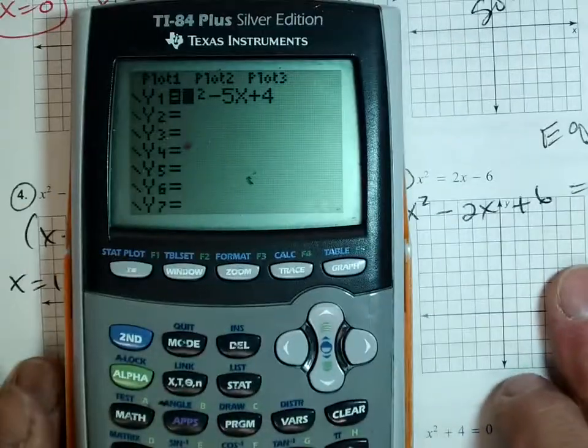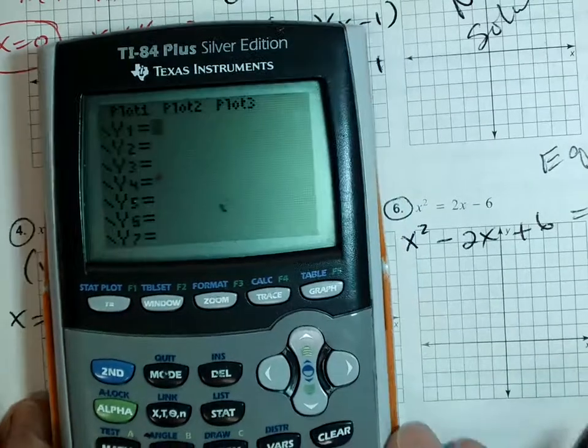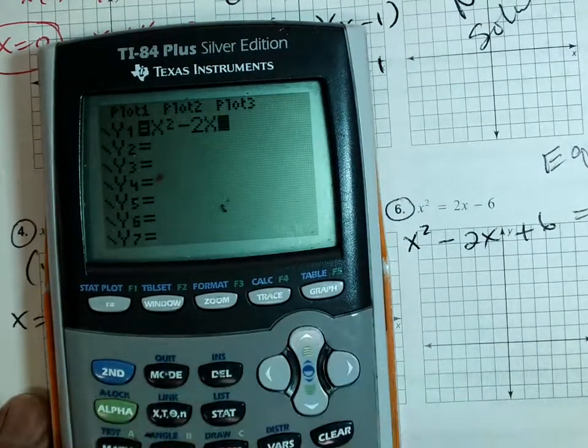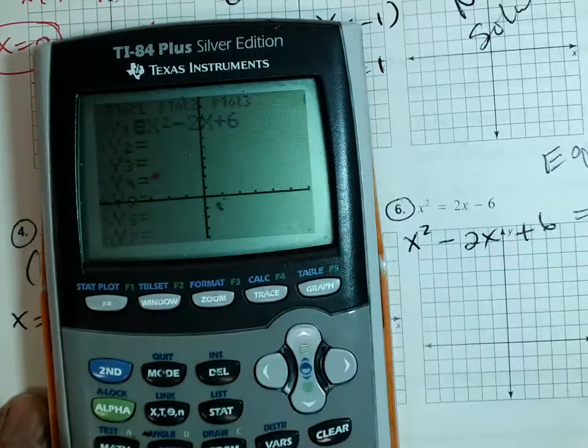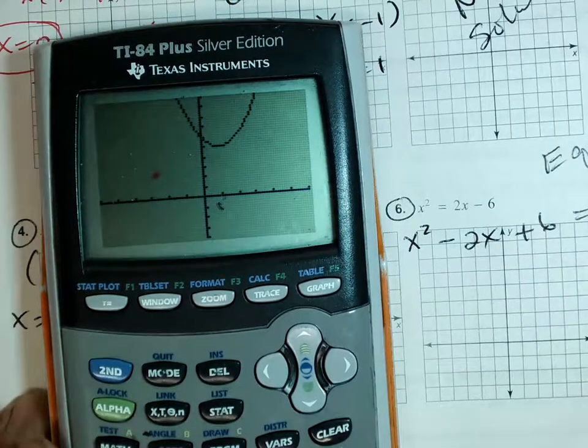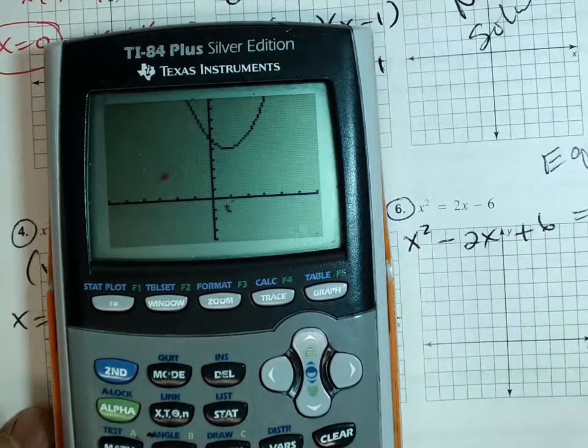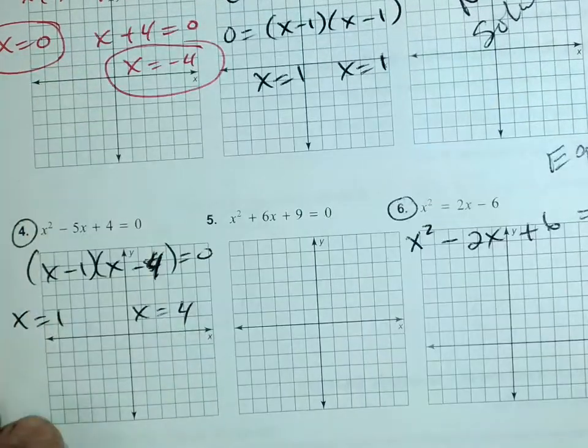So I put in my calculator, and I try my x squared, subtract my 2x, plus 6. Let's graph it. That's what I thought. No solution, right? Doesn't cross the x-axis. Doesn't have, so no solution. Okay?